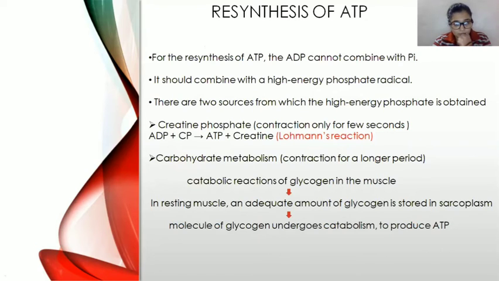For the production of this ATP, the ADP can't combine with the previous inorganic phosphate molecule. There is a requirement of a high energy phosphate radical to form ATP from ADP, so that energy can be resynthesized. Basically there are two sources of high energy phosphate, which are two metabolisms occurring inside the muscle. One is creatine phosphate and the other is carbohydrate metabolism.